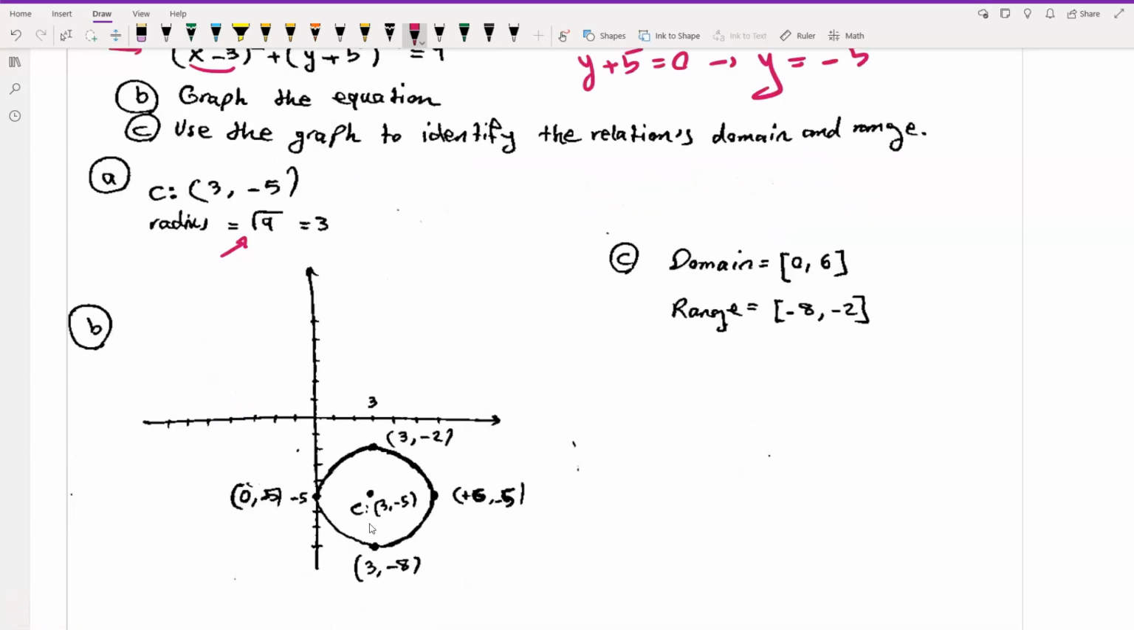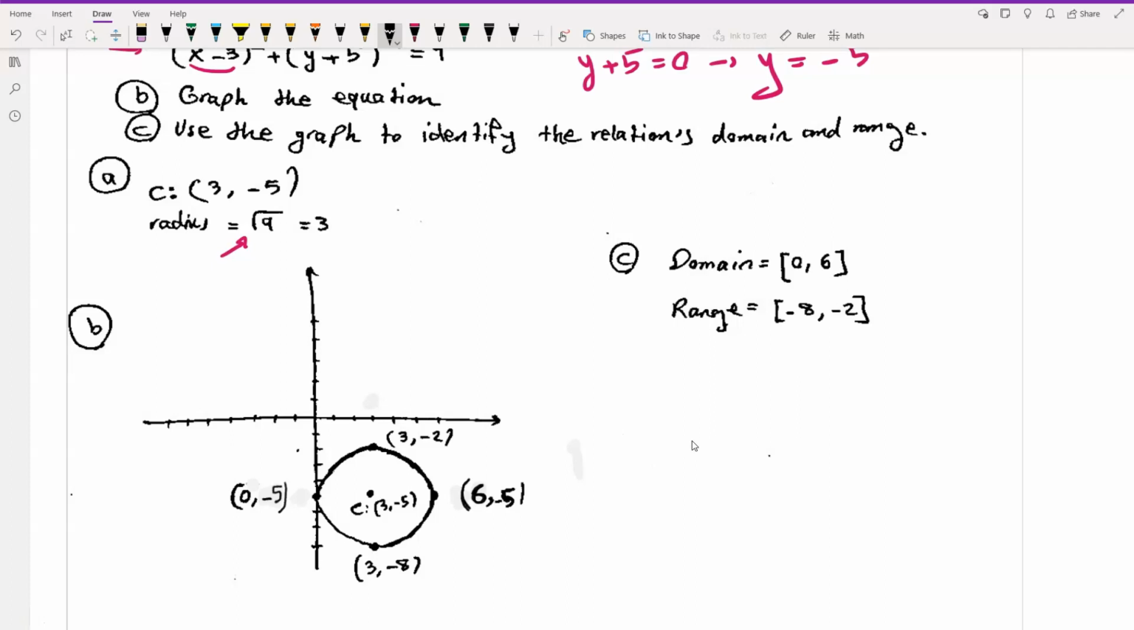Then part B, we have to graph. So find center, (3, -5) is this point. Radius is 3, so 1, 2, 3 to right, 1, 2, 3 to left, 1, 2, 3 up, 1, 2, 3 down, to find all these 4 points and then connect all these to draw this circle.